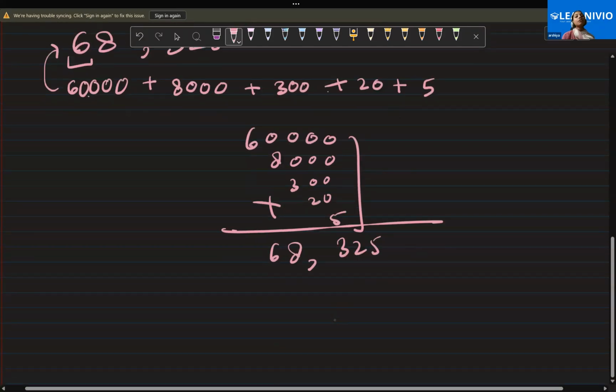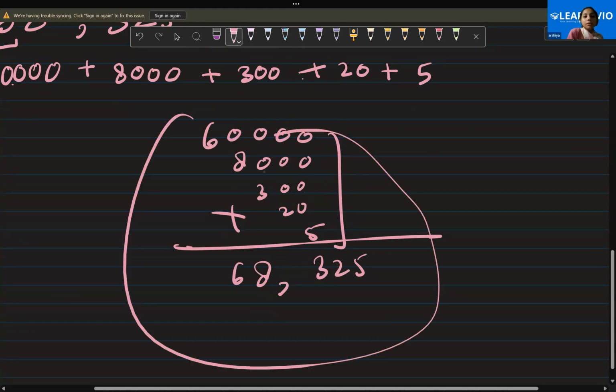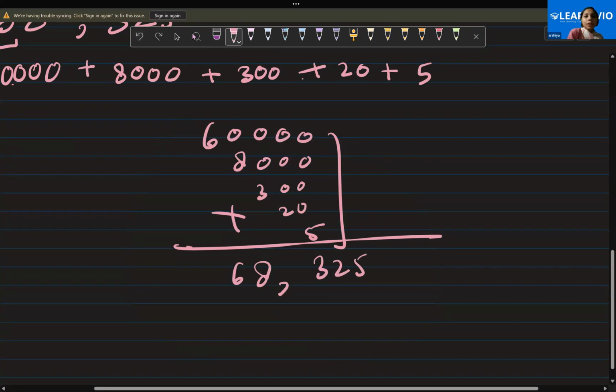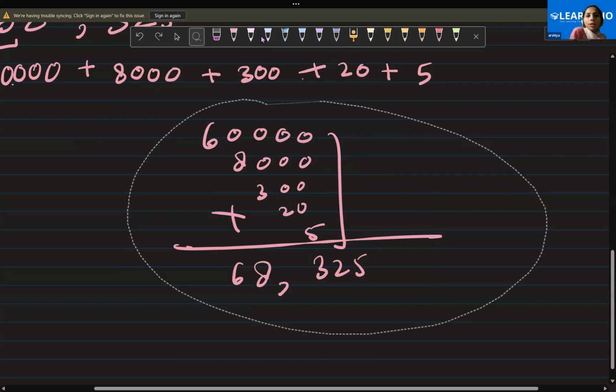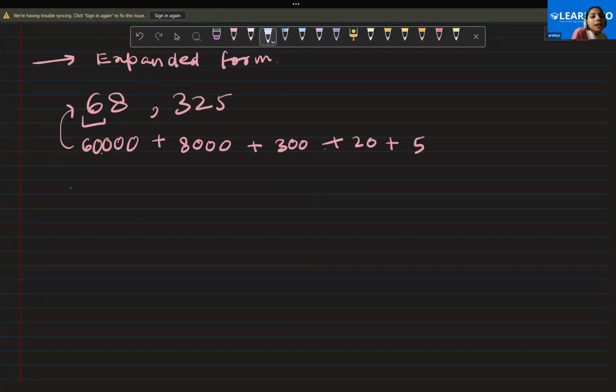Another way of writing expanded form is, can I erase this addition part if that's all right? Okay. It is very similar to this one only, but instead of 60,000, what I'll do is I'll write 6 times 10,000. How much will be 6 times 10,000? 60,000. Okay. Then plus, what should I write?